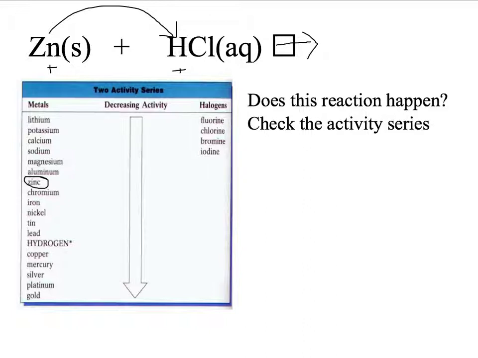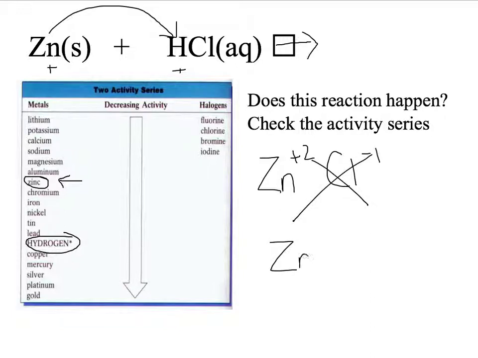Now, is zinc higher than hydrogen on the activity series? Absolutely. So because of that, this reaction will happen. Zinc is +2, and it's going to end up with chlorine, and Cl is -1. So we have to crisscross to get ZnCl2. We're going to write ZnCl2 right here.